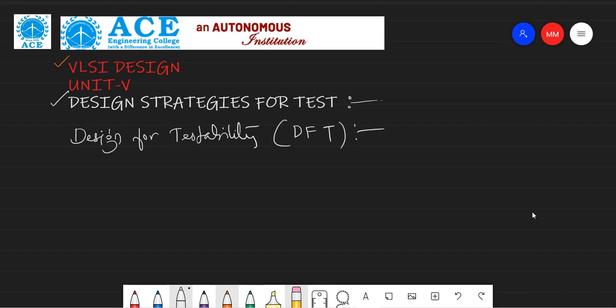Okay, in VLSI, right? In the previous class, we discussed various test methodologies and we discussed fault models, right? Different types of fault models. So how to overcome these fault models? That concept is nothing but design for testability. Design for testability shows the fault model to test the chip in the manufacturing process.